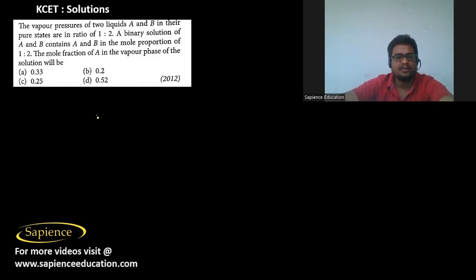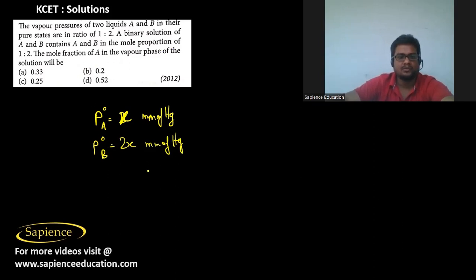So the vapor pressure of A in its pure state, suppose, is x mm of Hg, and the vapor pressure of the liquid B in its pure state is 2x mm of Hg. Then a binary solution of A and B contains A and B in the mole proportion of 1:2. So therefore the mole fraction of A will be equal to 1 by 1 plus 2, that is 3. And the mole fraction of B will be equal to 2 by 3.